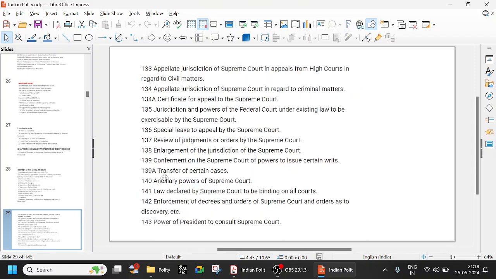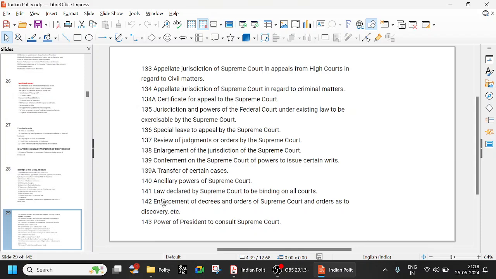And we have also seen special leave to appeal 136. This is also important. 136 special leave to appeal by the Supreme Court. That also we have seen during the classes. Very, very important. And this one, 142 is very important. Enforcement of decrees and orders of Supreme Court. So basically, Supreme Court will give the orders and decrees. But if you don't follow, it can enforce it also. It can through punishment or anything. So it has wide powers under 142.